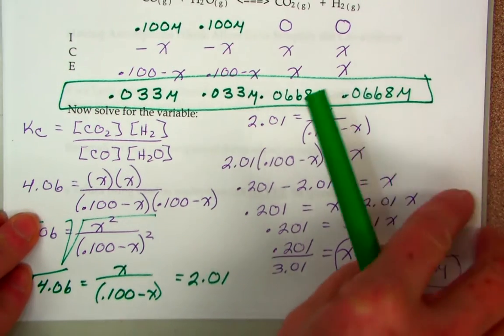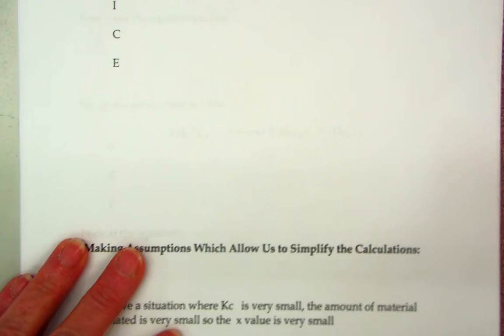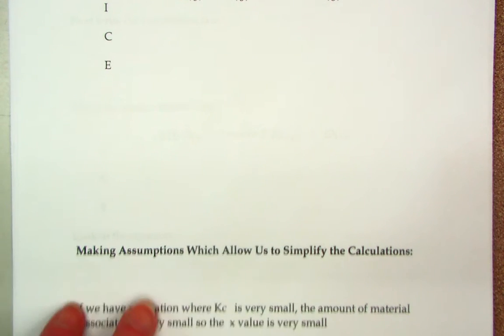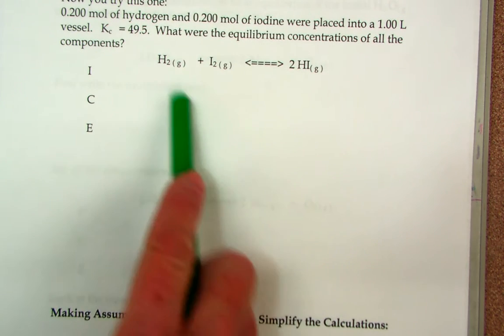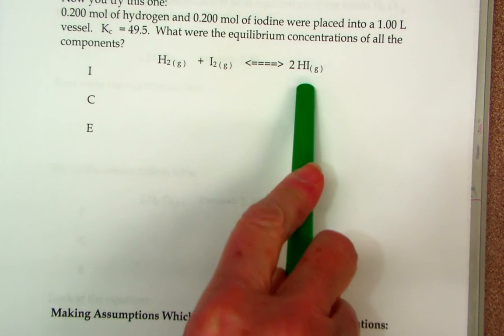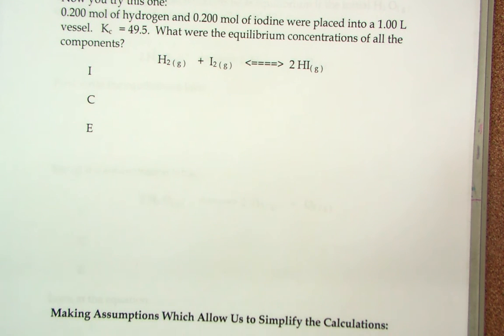So now, go ahead and do the problem on the next page. Now, this one's a little bit different than mine because of 1, 1, 2 stoichiometry. So be mindful of that stoichiometry. Go ahead and do this with your groups.